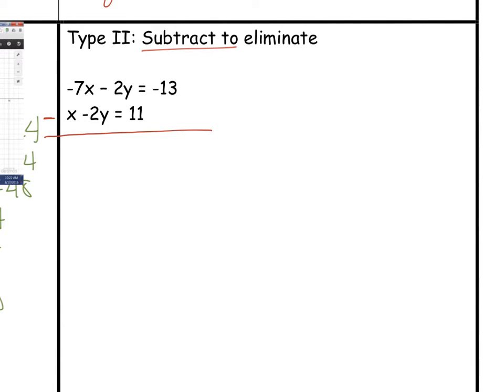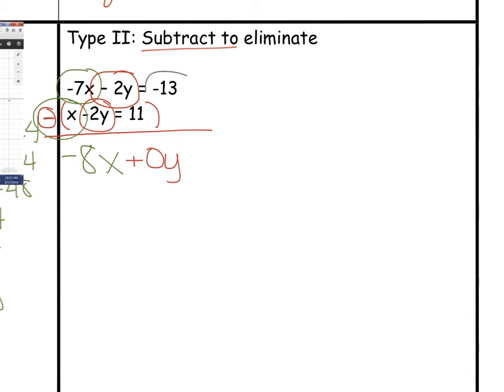but when we set up our subtraction equation, we want to make sure we are subtracting every term from the equation on the top. So we are going to subtract 7x minus x. That's going to give us 8x. We are also going to subtract negative 2y minus 2y. That's going to give us 0y. And then negative 13 minus 11, and negative 13 minus 11 is negative 24.